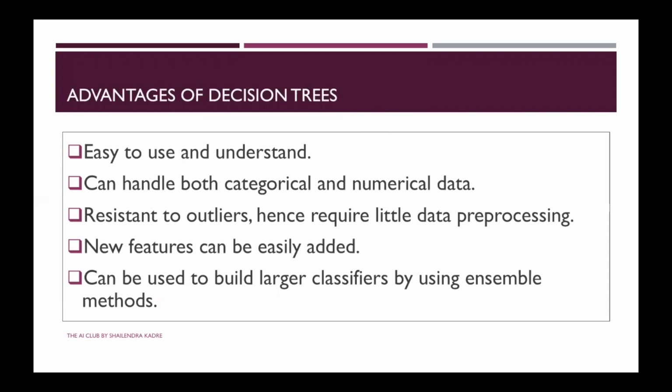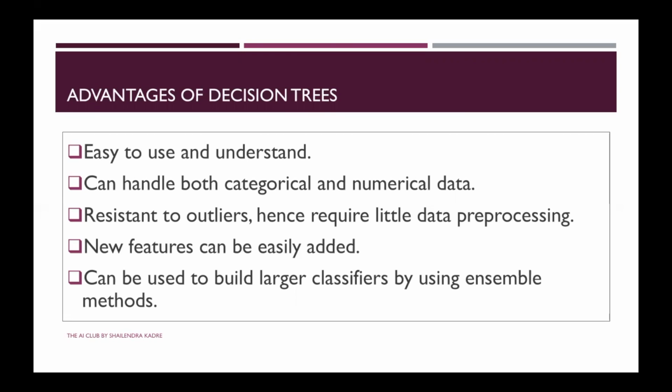Then it can handle both categorical and numerical data. That is what we have seen in our previous slides, that some of the features were having numerical data and some were having categorical data. Fine. And in decision trees, we don't need to encode the categorical data. It is able to handle the categorical data as it is. So this is also one of the benefits of using decision trees.